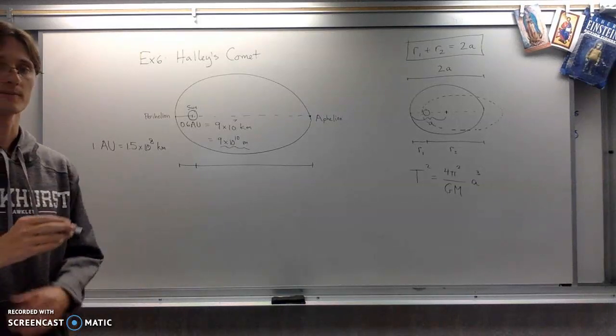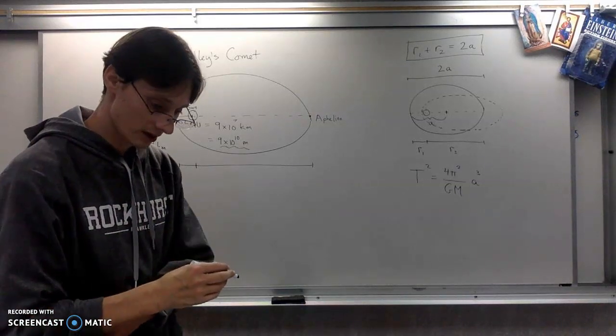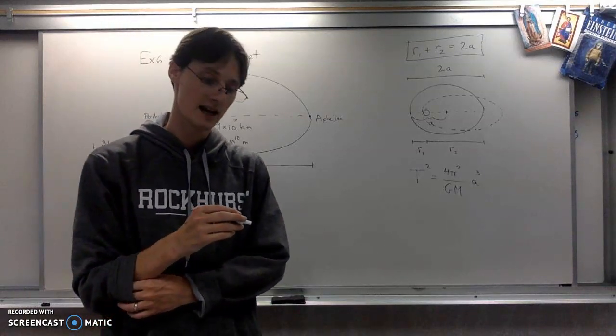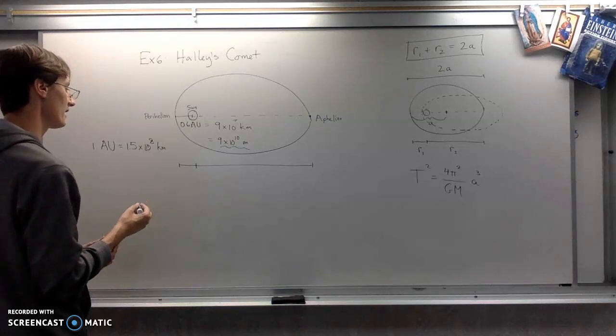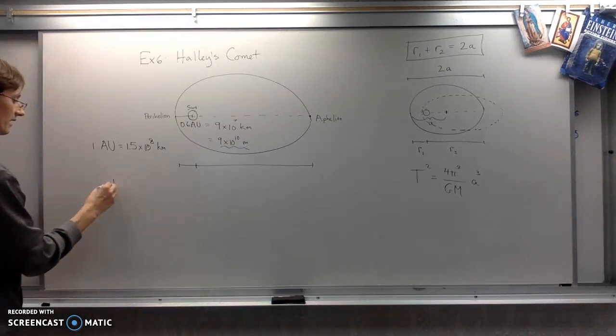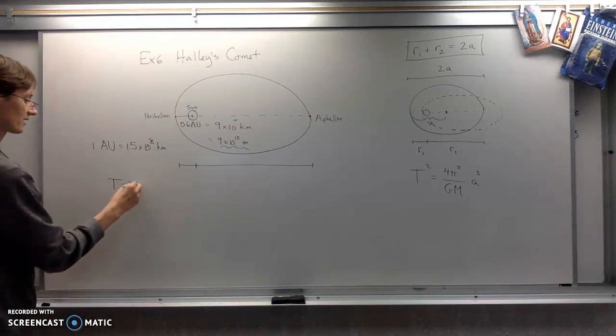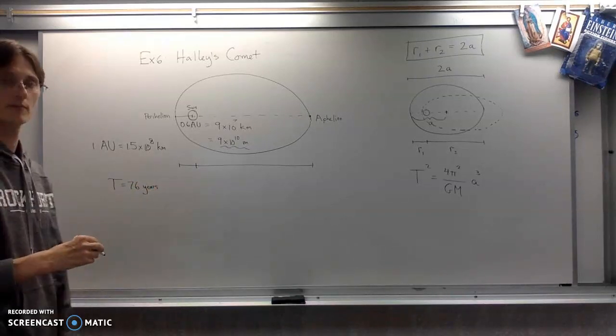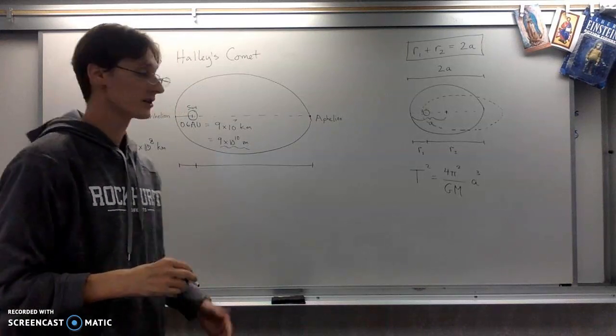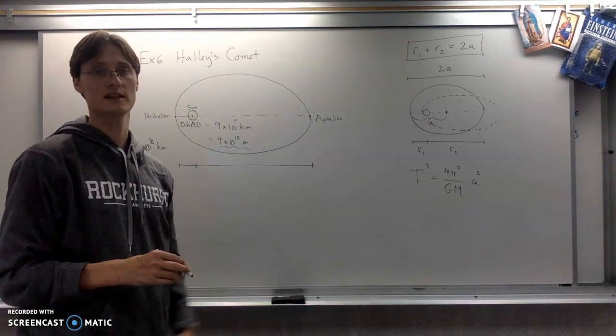All right, next thing. It says in part E that the orbital period of Halley's Comet is 76 years. So that's T equals 76 years. Okay, all right. Determine the aphelion distance.